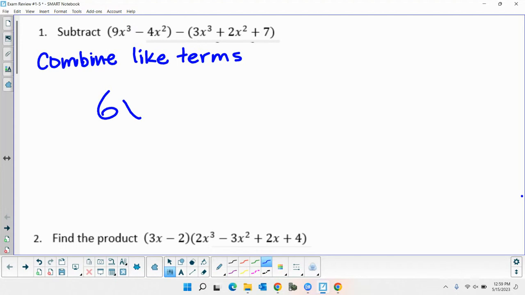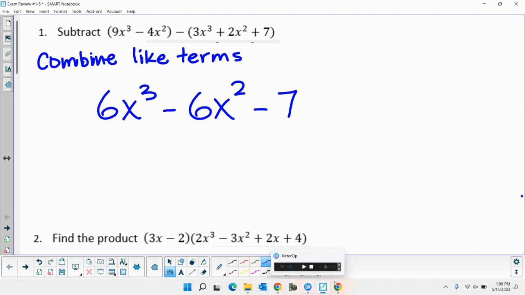6x to the third. Minus 6x squared. Very good. Minus 7. Right. This negative makes the 2 and the 7 negative, right? So all we're doing is combining like terms. It could be addition or subtraction.